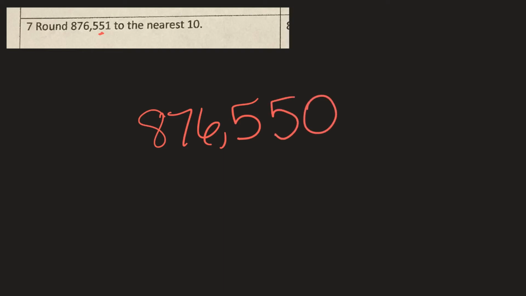Number 7, round 876,551 to the nearest 10. So guys, we're just rounding to right here. So remember, everything before that stays the same. Now, we look at the ones place to know whether to round the 5 up or down. And since it's a 1, it's less than 5. So we're going to leave that second 5 the same and make that last number a 0.